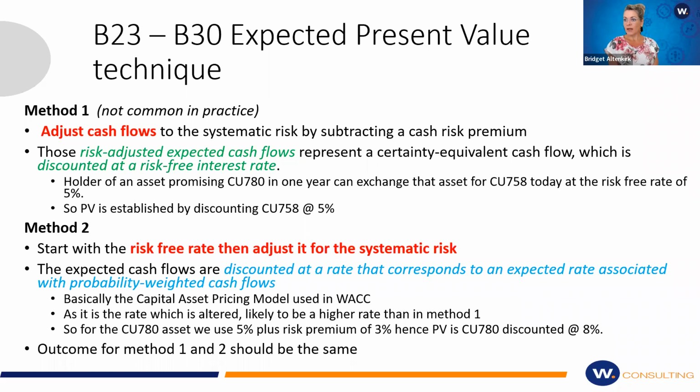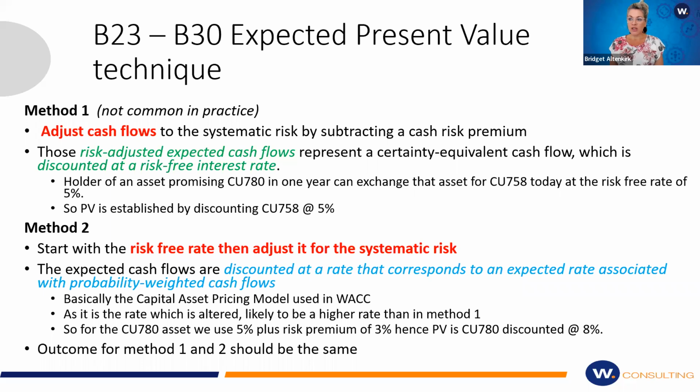So as an example, let's assume the holder of an asset promising 780 units in 1 year can exchange that asset today for an asset which will give you 758 units at the risk-free rate of 5%. So the entity may then say they're going to adjust their cash flows to represent the 758 and then use the risk-free rate attached to those cash flows, being 5%.